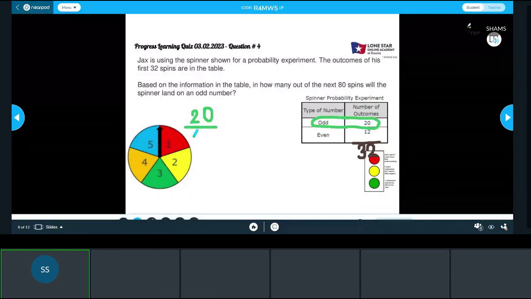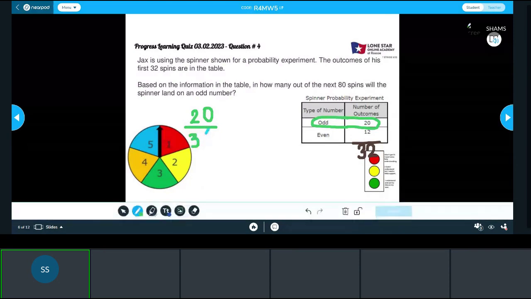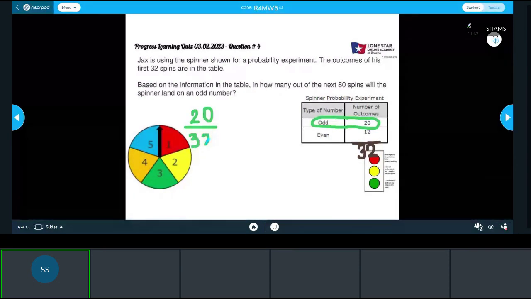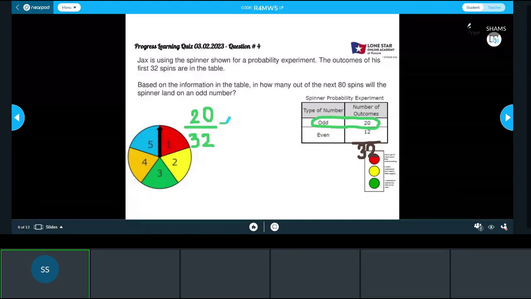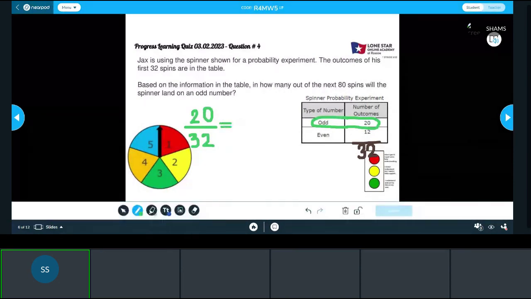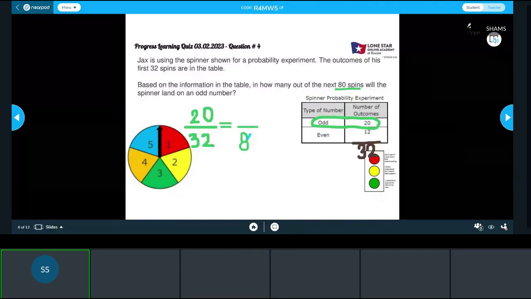Right? This is an odd number. This is 20 out of 32. And we can simplify this one by 4. In fact, before simplifying, let's see what the question is saying. If odd numbers are 20 out of 32 spins, then in a total of 80 spins, how many do I expect to be odd? How many do I expect to be odd?